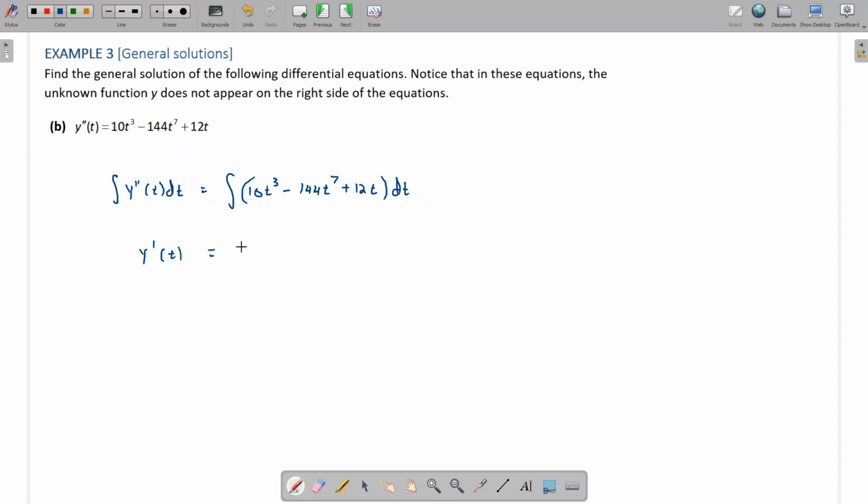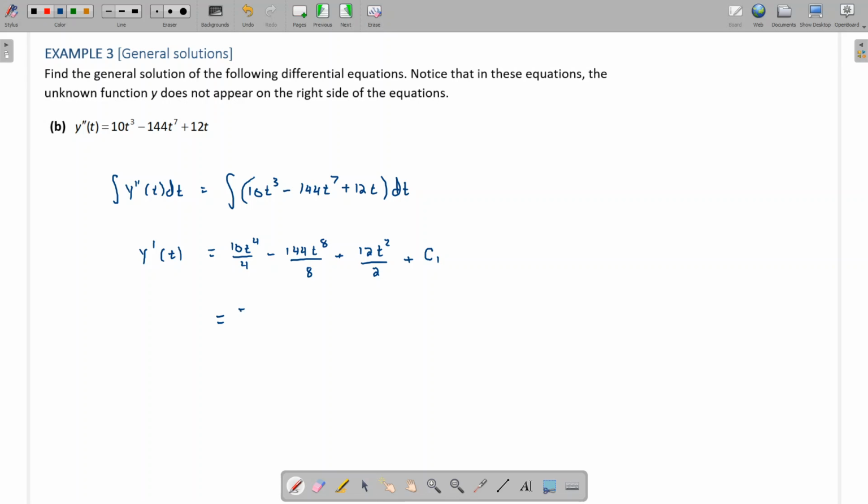Okay, so antiderivative for this is going to be 10t to the 4th over 4 minus 144t to the 8th over 8 plus 12t squared over 2. And then we're going to add a c here, but I am going to put a subscript on it. And the reason is we have to do this process again, which will actually give us a different constant, and it will be a constant that cannot be combined with the first one. So we will need to distinguish between the two constants. You'll see in a second here. But let's go ahead and clean this up.